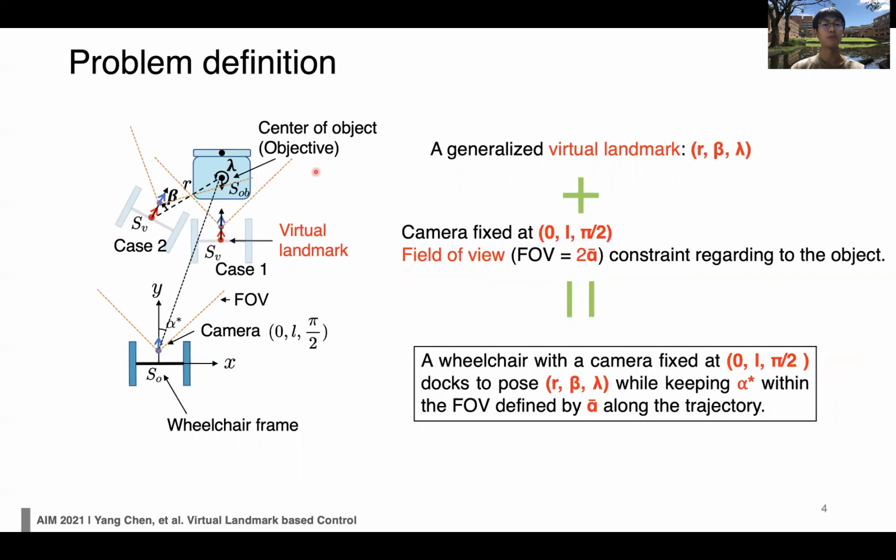We can rephrase the problem by mathematical symbols. By setting two polar coordinate systems on the object and the virtual landmark individually, we can get the virtual landmark as r, beta, lambda. For simplicity, we align the center line of the camera with the center line of the wheelchair. Then the pose of the camera becomes 0, L, half pi. So the problem becomes: a wheelchair with a camera fixed at 0, L, half pi docks to the pose r, beta, lambda while keeping the alpha star within the field of view defined by alpha bar along the trajectory. Alpha bar is the angle from the center line of the wheelchair to the connecting line between the camera and the objective.